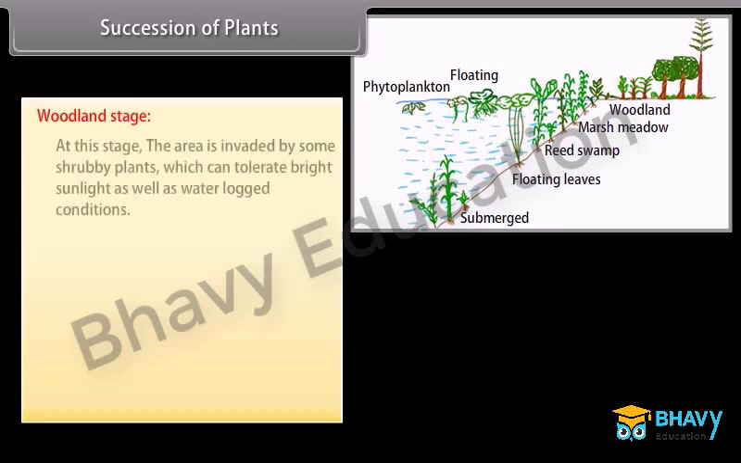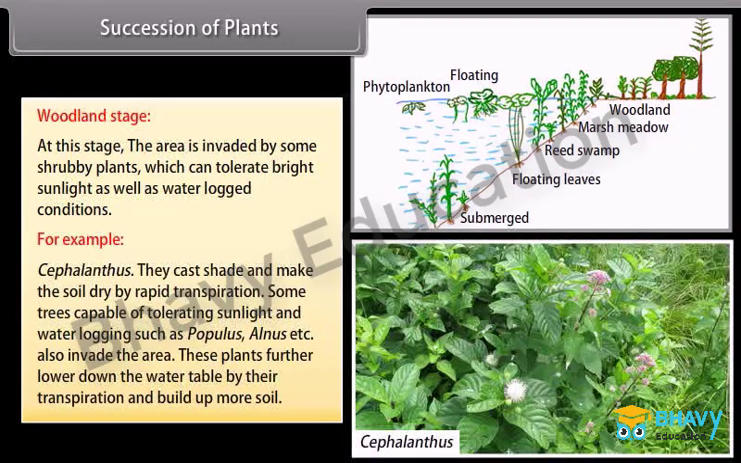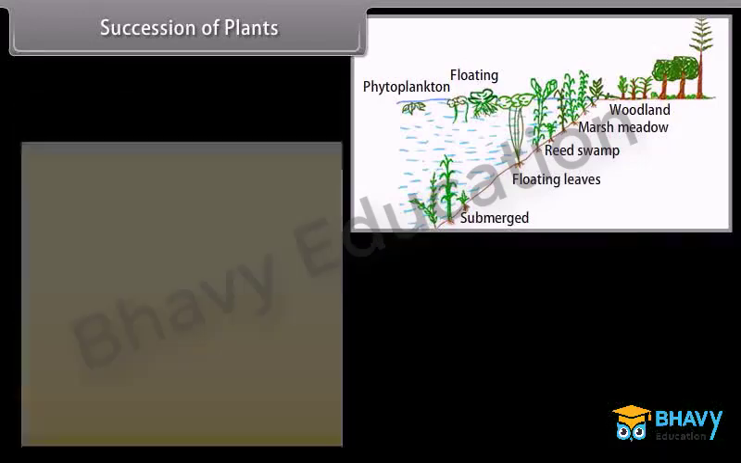Woodland stage: at this stage, the area is invaded by some shrubby plants which can tolerate bright sunlight as well as water-logged conditions, for example, Cephalanthus. They cast shade and make the soil dry by rapid transpiration. Some trees capable of tolerating sunlight and water logging, such as Populus, Alnus, etc. also invade the area. These plants further lower down the water table by their transpiration and build up more soil.